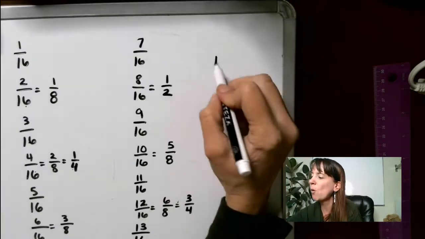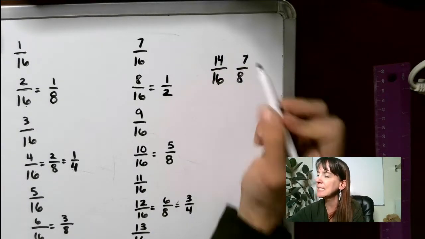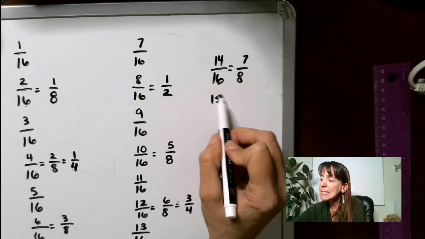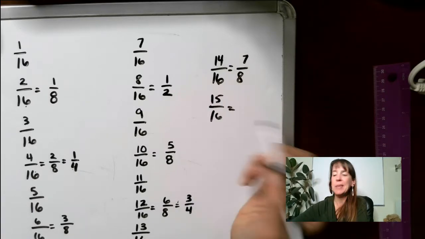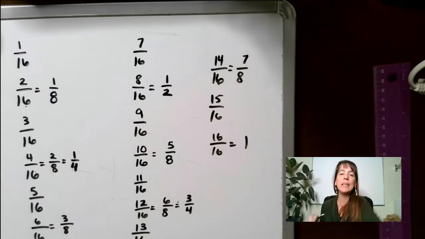And then we have 14/16. Again, those are both even. Cut them in half, we get 7/8. Then 15/16, we can't do anything with that. 16/16, that is 1 whole inch. We have gone the entire distance. So you can see that all these inches can be broken up based on that, but that we can reduce them down.